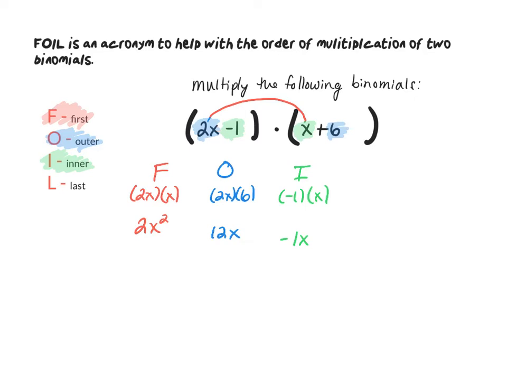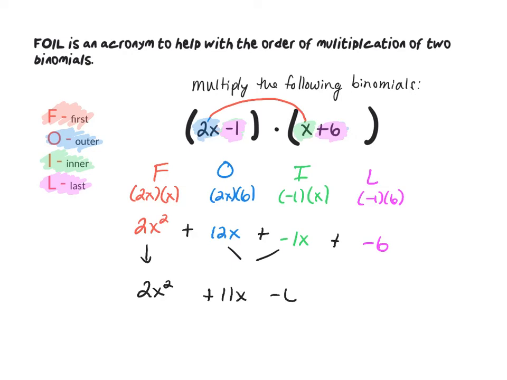And finally, we're going to look at the last term in each parenthesis. So this is last in the first parenthesis, and this is last in the second parenthesis. If we multiply those together for our last, we would multiply -1 and 6, which would give us -6. So for our final step to get the product, we're going to add all those individual steps together. So there's only 2x squared, 12x's and -1x would combine to be +11x's, and then we have a -6 at the end.